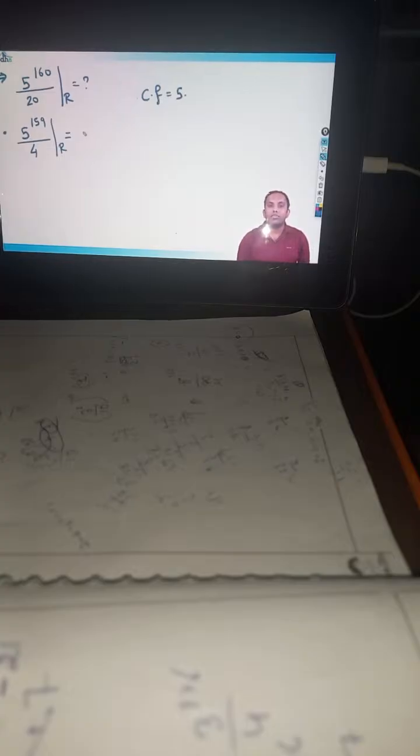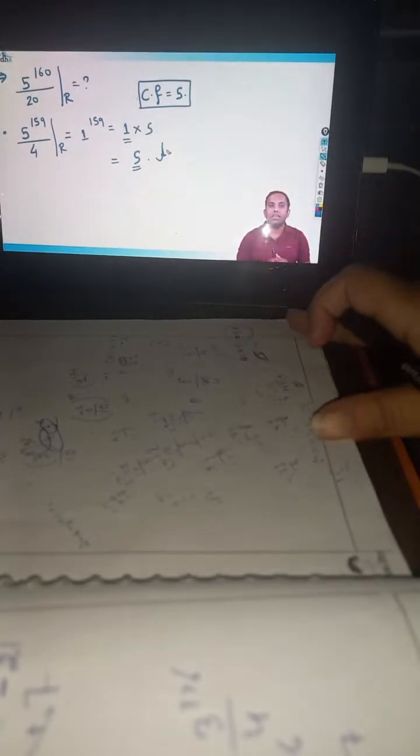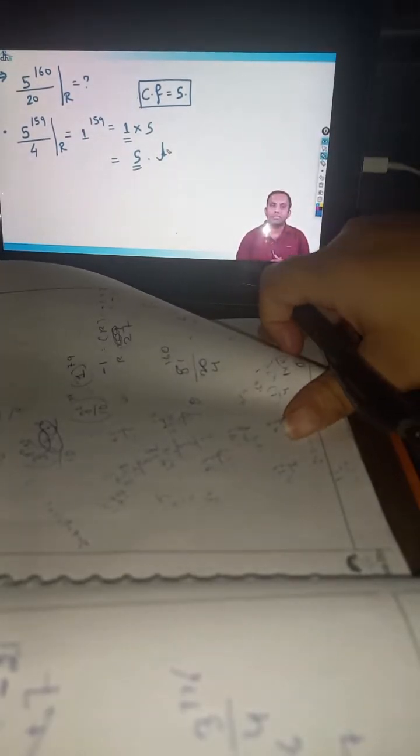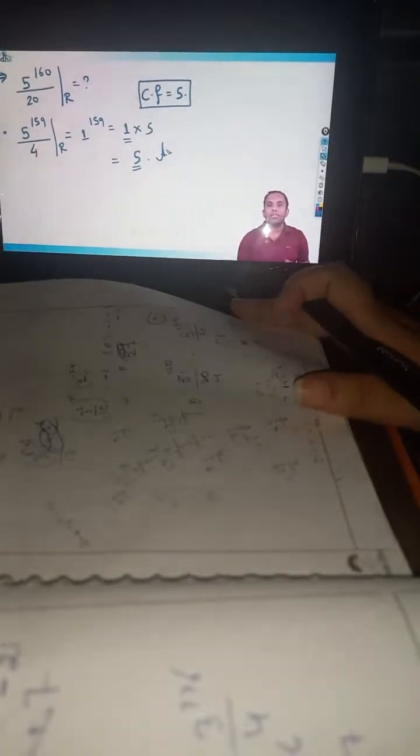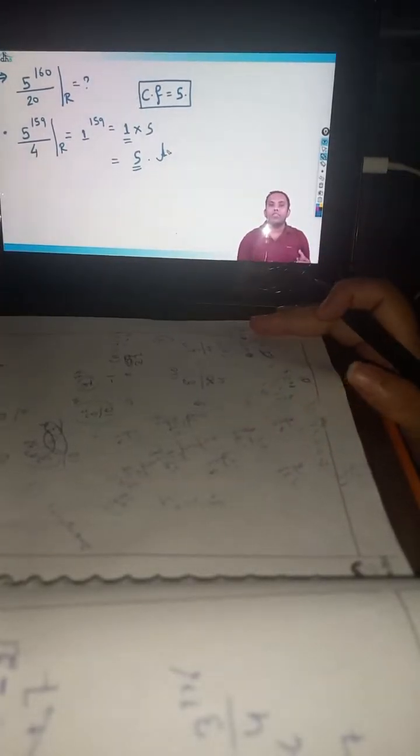So quite easy now. 5 by 4 remainder is 1. 1 raised to 159 is 1 only. And 1 into this cancellation factor 5. 1 into 5, what is the answer? Answer is 5 only. So 5 is the answer for this question. I hope it is clear right now. So all this part is clear. So this is the concept of cancellation factor. In the next video, we'll discuss further about remainders, Euler's theorem and all.